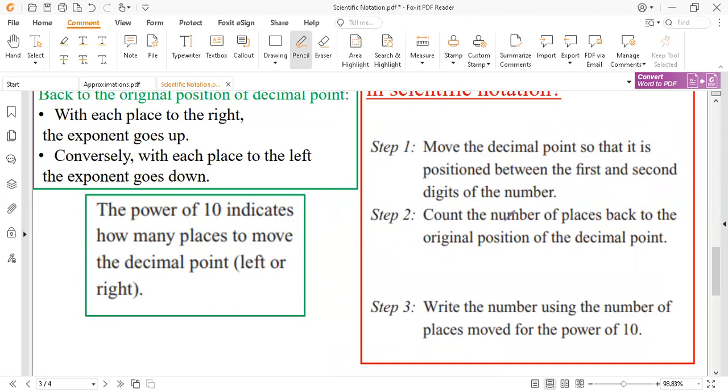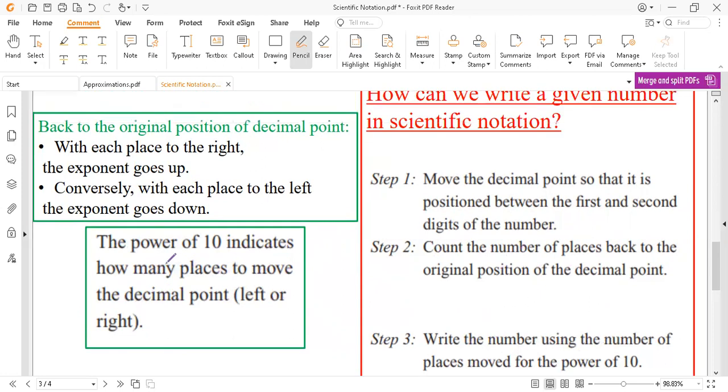Then we count the number of places back to the original position of the decimal point. Why? Because this number represents the power. The power of 10 indicates how many places to move the decimal point left or right back to the original position of the decimal point. Finally, we write the number using the number of places moved for the power of 10.